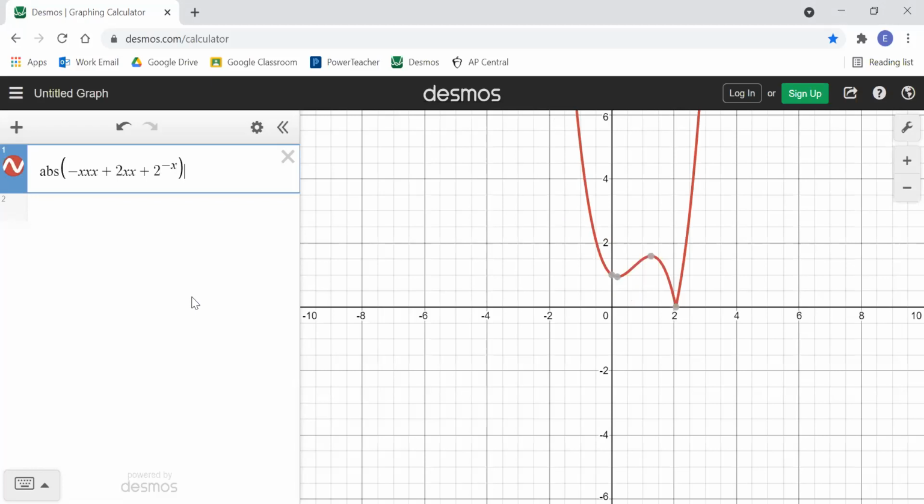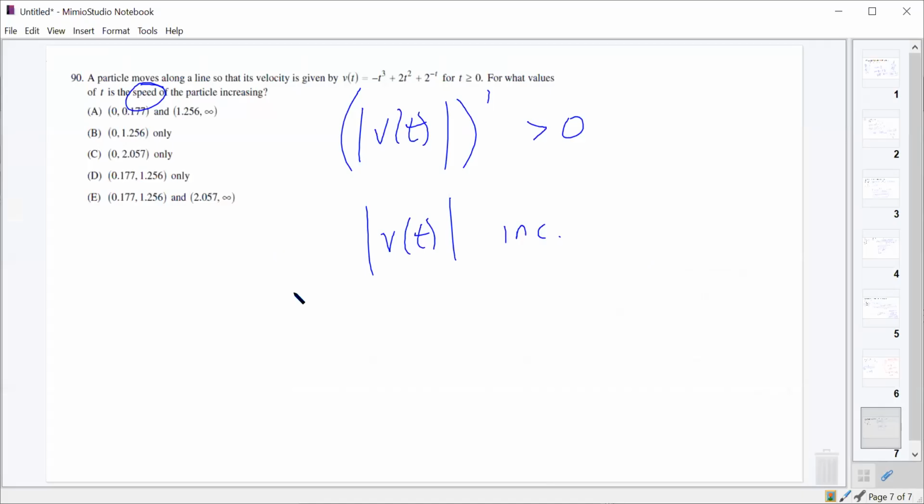So you'd graph this, and then you'd be just looking for when this thing is increasing. You'd note there's a little minimum there at 0.177, and then it's increasing to 1.256. And then it's increasing again from 2.057 to, it looks like, infinity. And so you'd go in and take a look here. It looks like that's choice E. Good or no? Everyone good with that? Great.